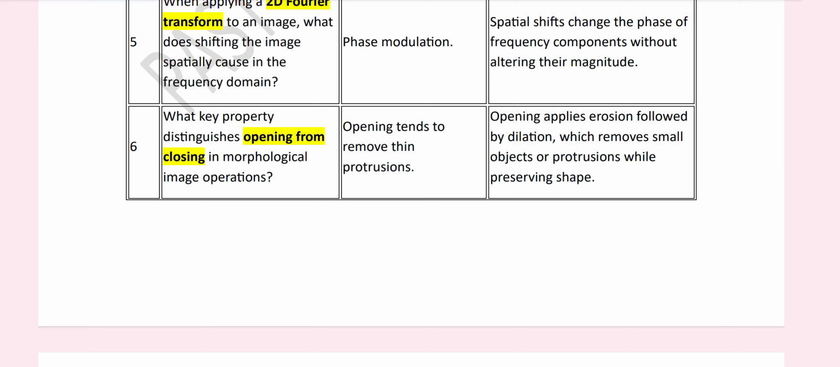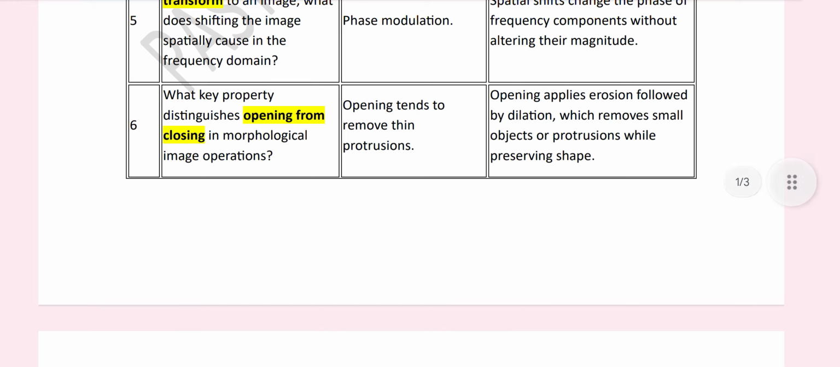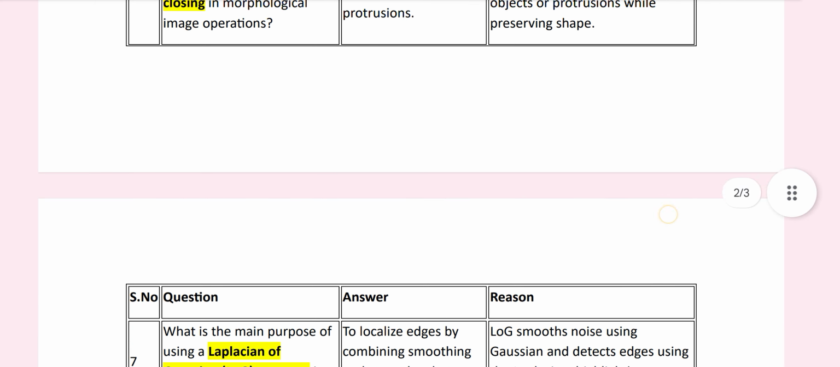Question number 6 is, what key property distinguishes opening from closing in morphological image operations? Right answer is opening tends to remove thin protrusions. Opening applies erosion followed by dilation, which removes small objects or protrusions while preserving shape.